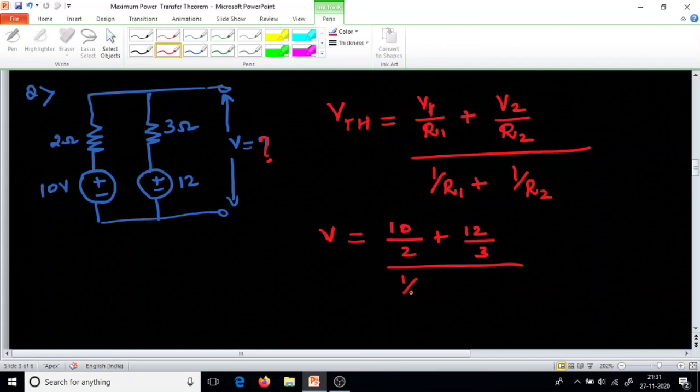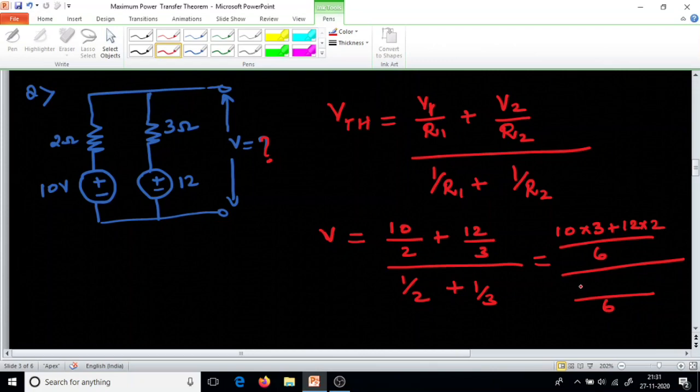1 by R1. What is the value of 1 by R1? 1 by 2 plus 1 by 3, which equals 5 by 6. This is the LCM. So 10 multiplied by 3 plus 12 multiplied by 2, over 6 LCM, then 3 plus 2. So 6 cancels. I'll write it here. 10 multiplied by 3 is 30 plus 24, that is 54.